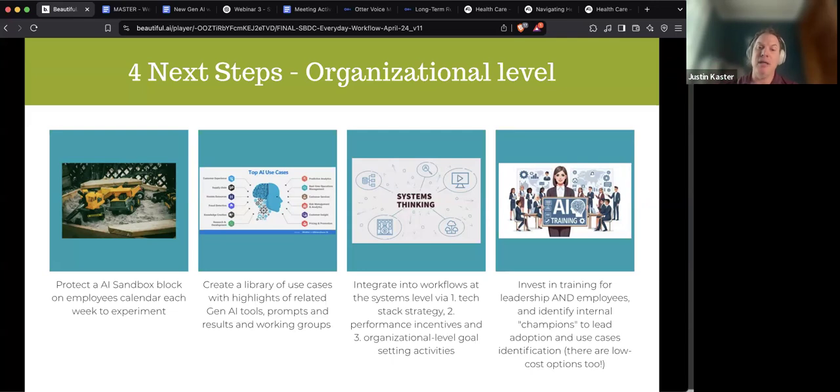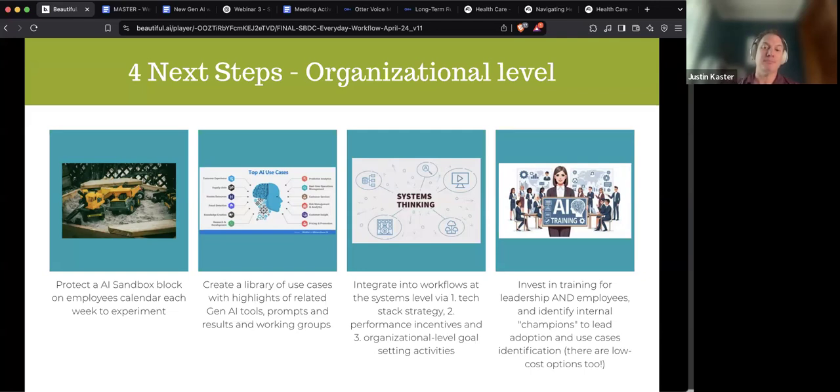The last two thoughts here are, again, coming back to that systems level, think about your tech stack strategy. But two and three are really important based on when I've been working with organizations around transformation and innovation, like performance incentives and goals at an organizational level. If they aren't reflecting AI as a priority, it's probably going to become pushed to the side. So thinking about those two dimensions is really powerful at a systems level.